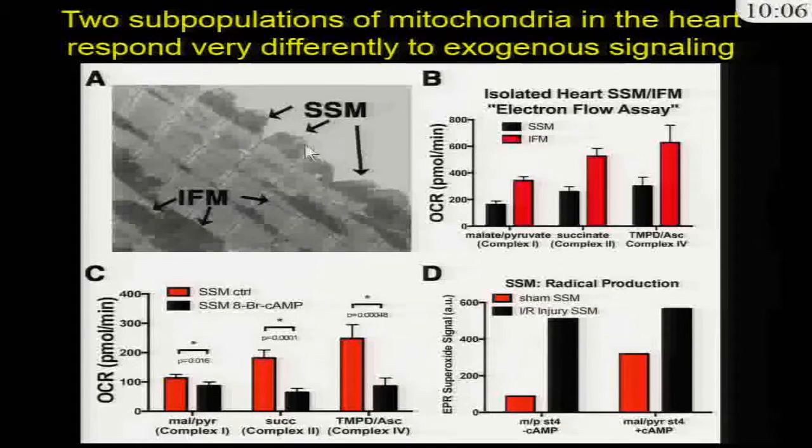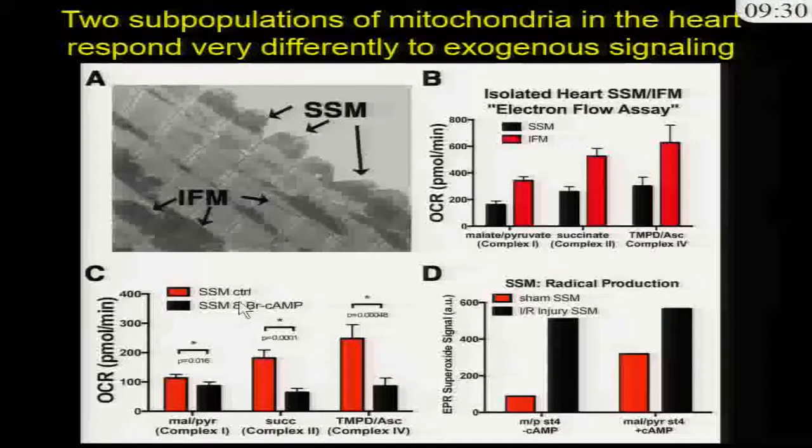there's two distinct populations of mitochondria that appear. There's these subsarcolemmal mitochondria that sit right under the cell surface, the plasma membrane surface, and then there's the interfibrillary mitochondria that sit buried within the myocardium. When we isolate these two subpopulations from mouse hearts, we see that in response to various complex substrates for mitochondria, there's much higher energetic response in the interfibrillary mitochondria, which has been tracked in the literature, that these are the ATP-generating mitochondria in the cell, and less so in the subsarcolemmal mitochondria.